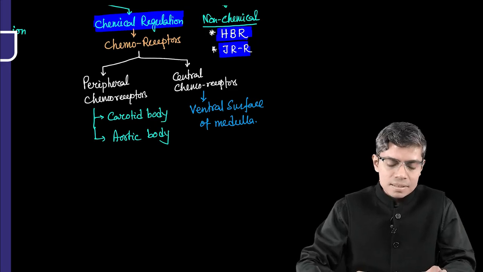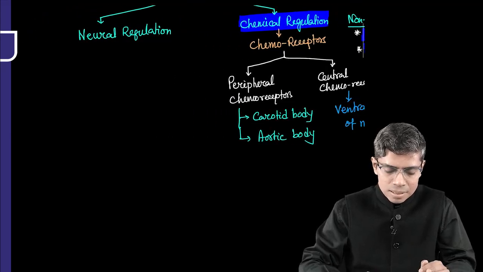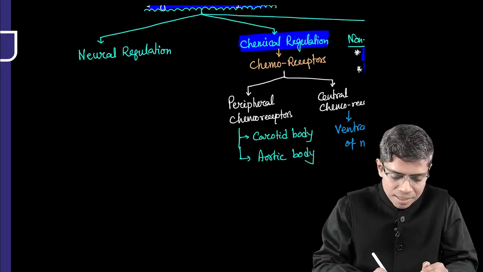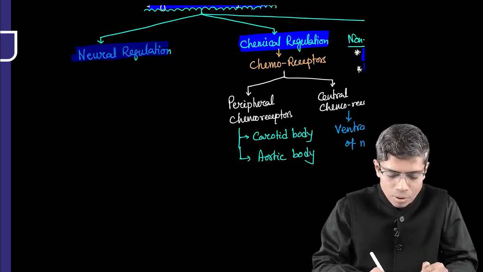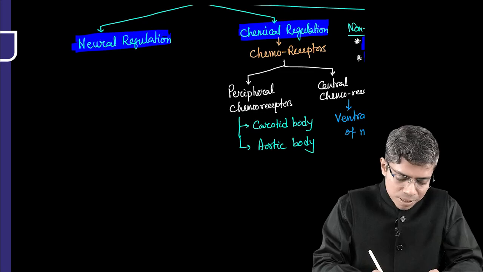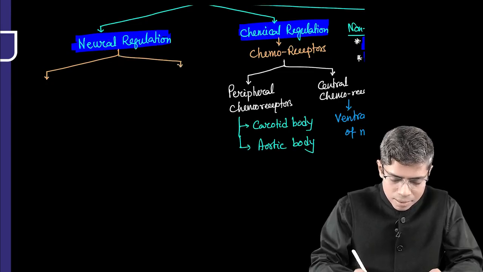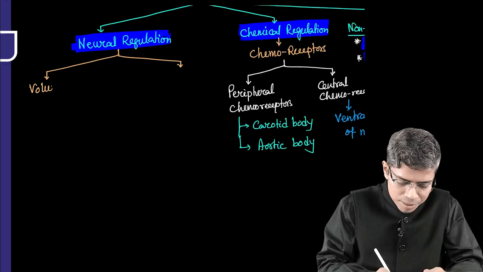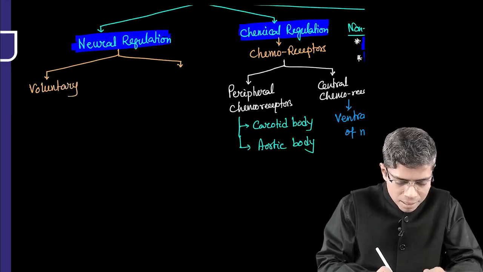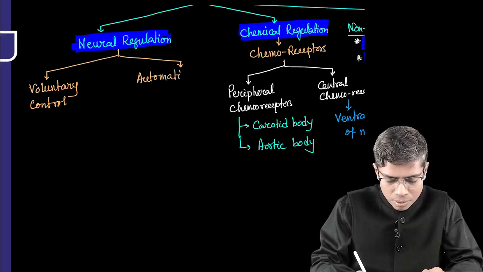Before discussing chemoreceptors or chemical regulation of respiration, first we are going to discuss the major mechanism of respiration, that is the neural control or neural regulation of respiration. This neural regulation is again divided into two types. One is voluntary control of respiration, and the second one is automatic control of respiration.